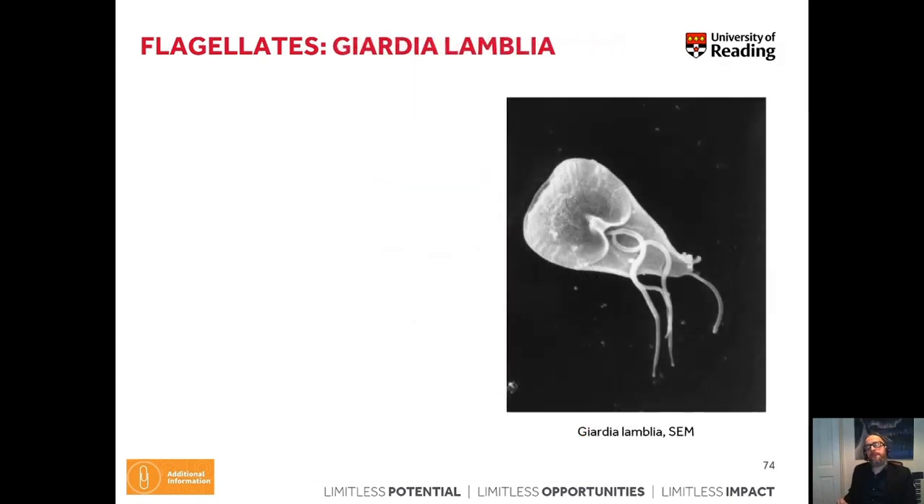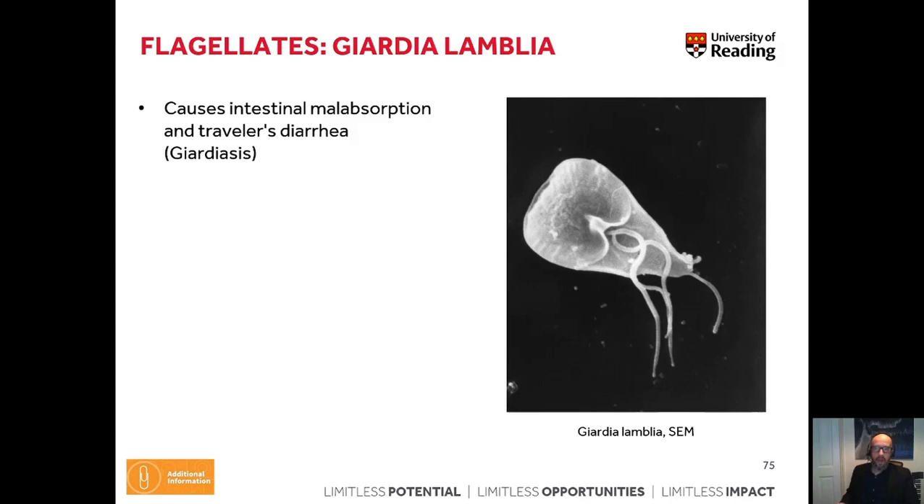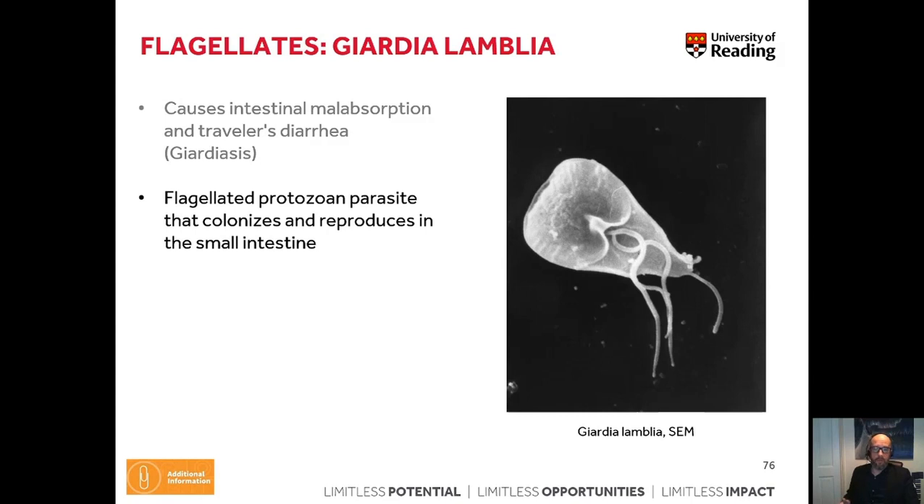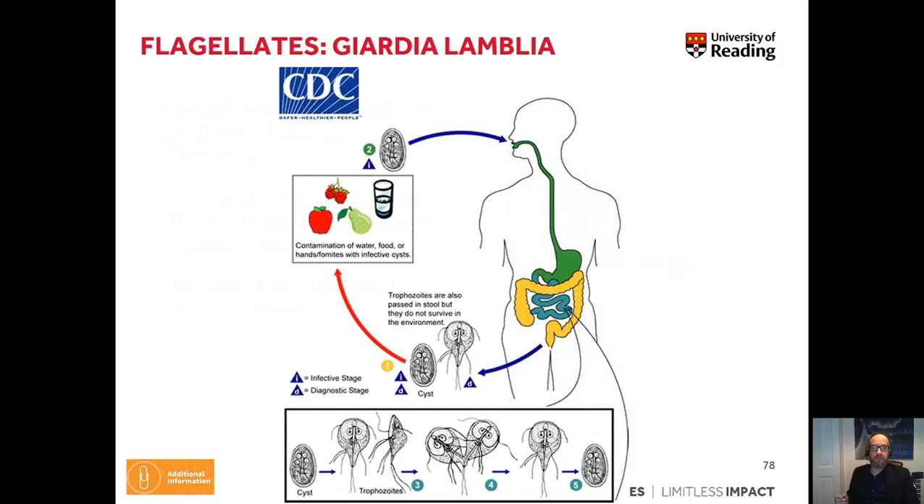The next type of flagellates that cause parasitic disorders you should be aware of is Giardia lamblia. This parasite causes intestinal malabsorption and traveler's diarrhea, and is quite common in warmer countries around the globe. This parasite colonizes and reproduces in the small intestine. Importantly, giardiasis does not spread via the bloodstream.